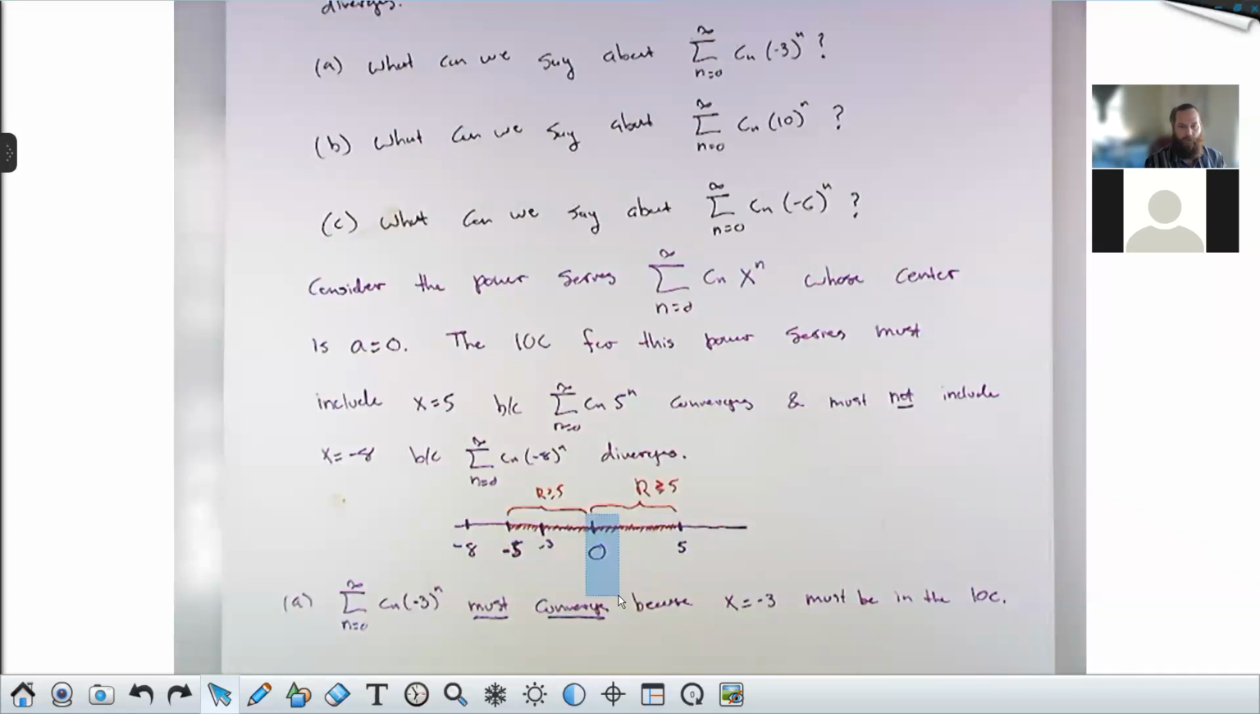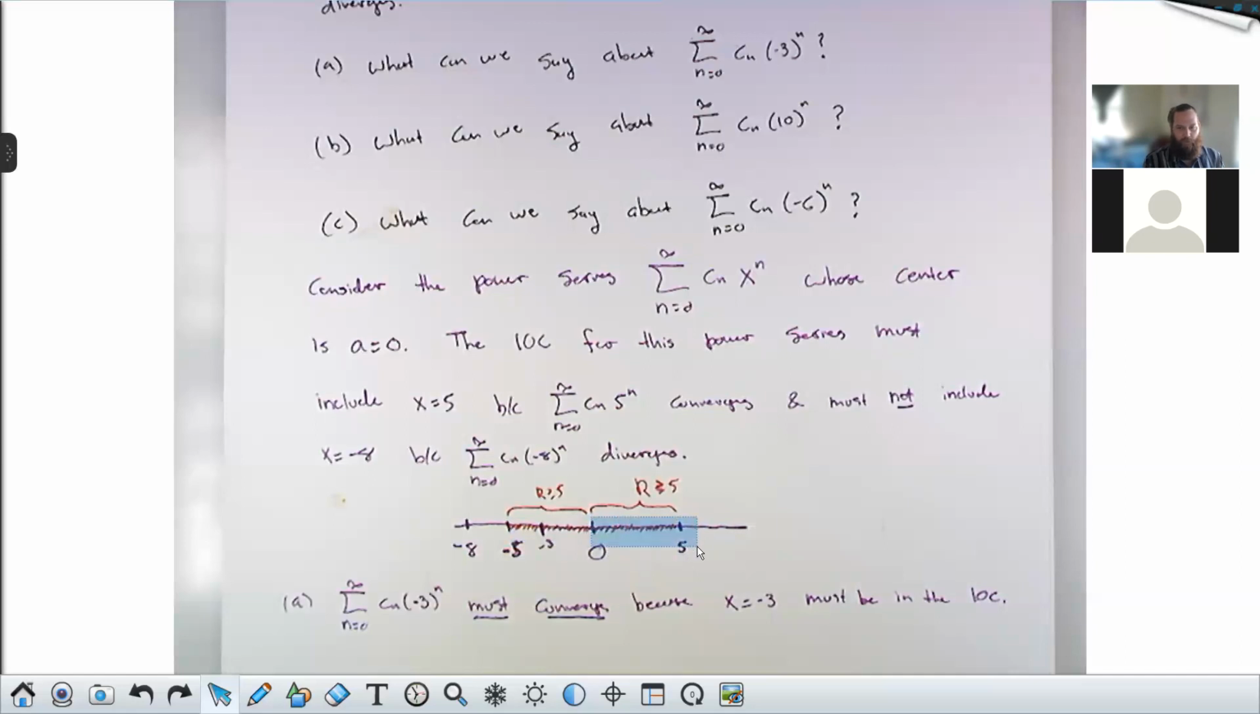Series centered at 0. 5 is in the IOC. So the distance, right, the worst case scenario here is that 5 is the endpoint for the IOC. The endpoint might be over here at 6 or 7 or 5.9. But the worst case scenario, the smallest the IOC could possibly be, is from -5 to 5, because I know that the series is centered at 0 and that 5 is in the interval of convergence.